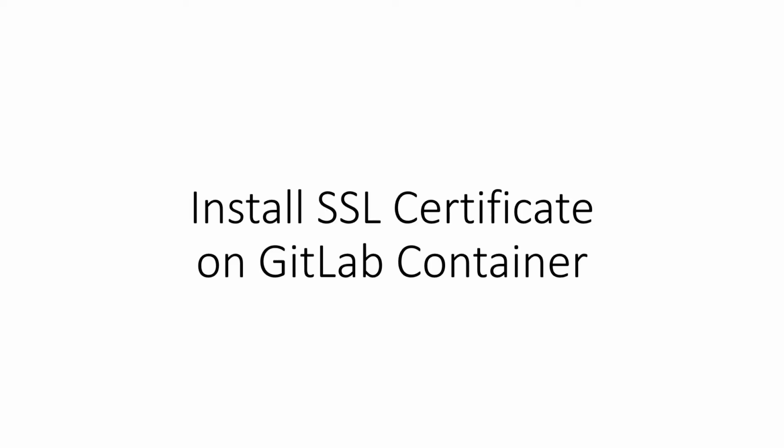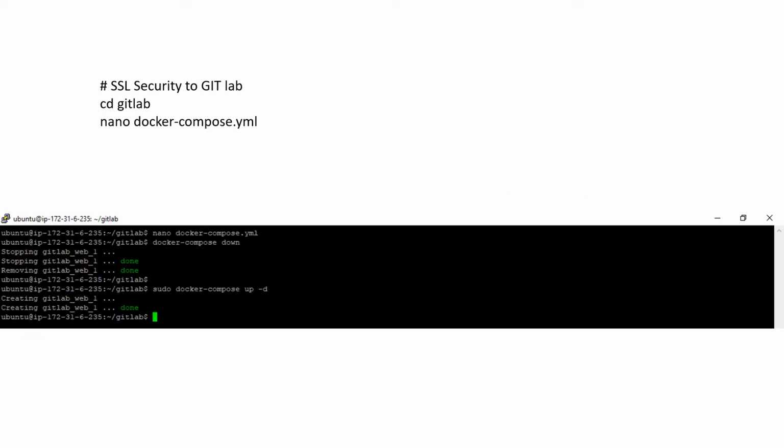In this section, we will install an SSL certificate on the GitLab container. In order to install the SSL certificate on the GitLab container, the docker-compose.yml file needs to be changed. This requires Docker Compose to be brought down and, after the changes, brought back up.